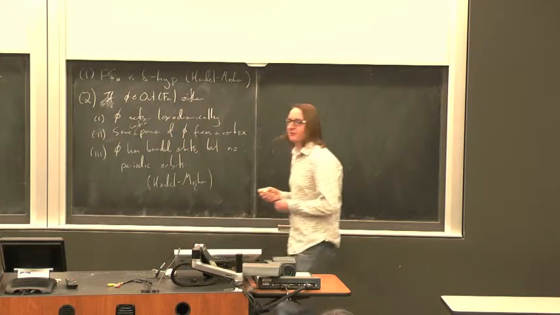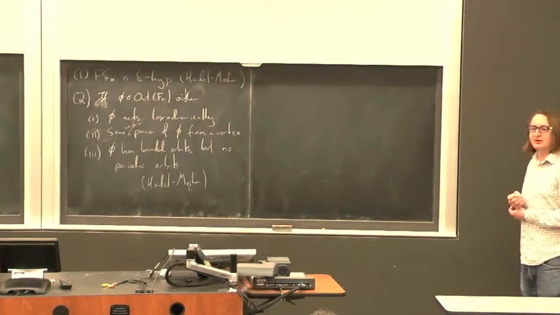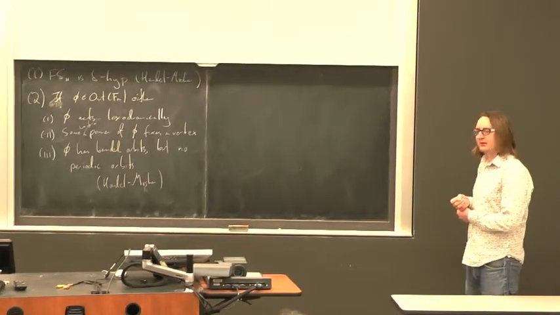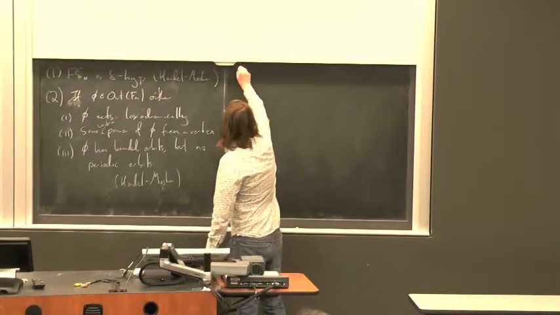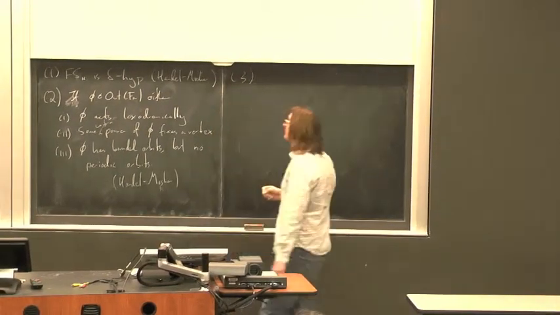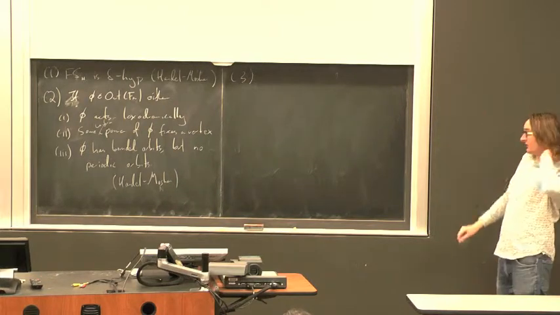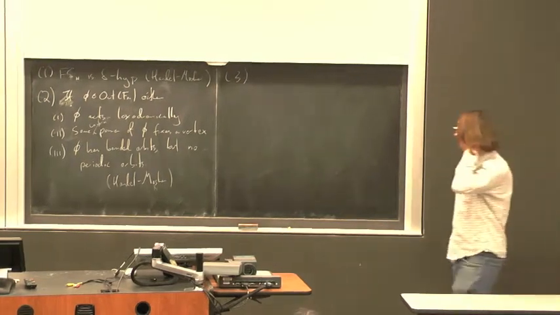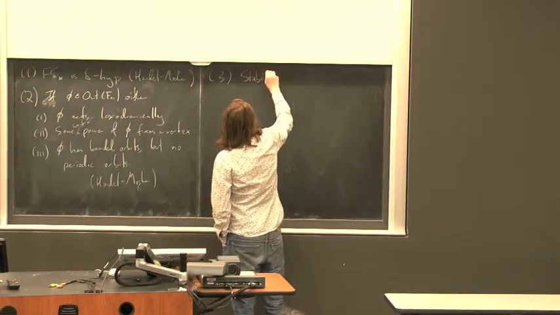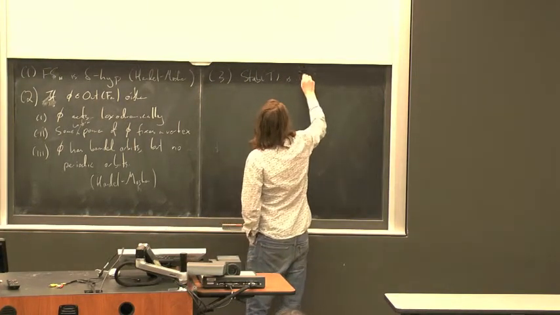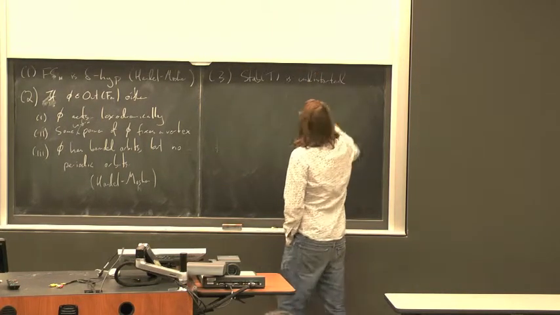So there's this kind of frustrating third bullet point here for classification of the power elements' action. However, unlike the free factor complex, the free splitting complex is very nice for points 3 and 4. So the stabilizer of a tree is undistorted in FN.